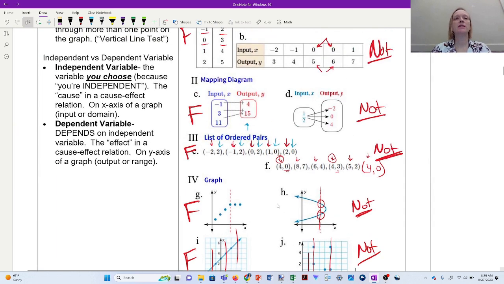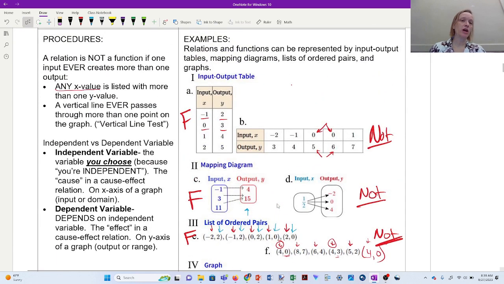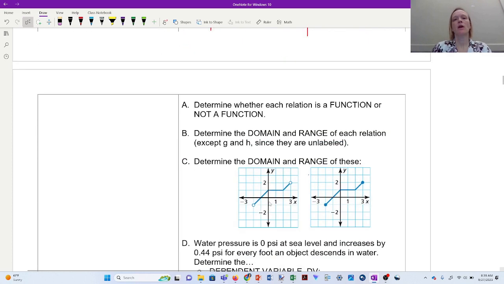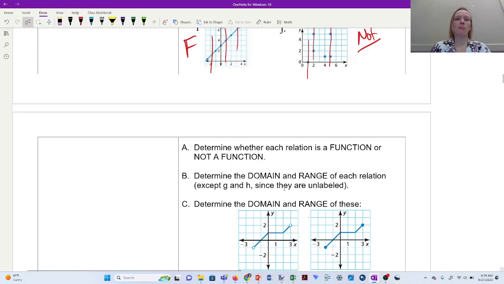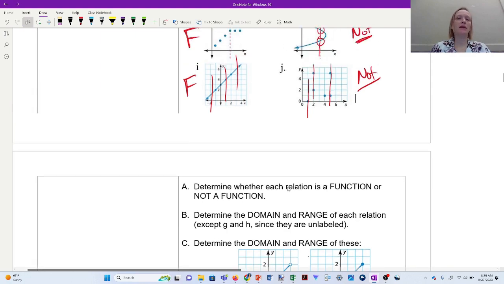So the vertical line test is a faster check for whether a relation is a function if you have a graph, as opposed to one of these other relationships here. What other information do we need to know about a graph? We need to know about domain and range.